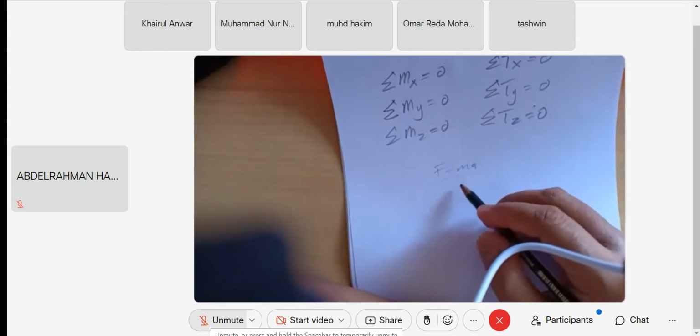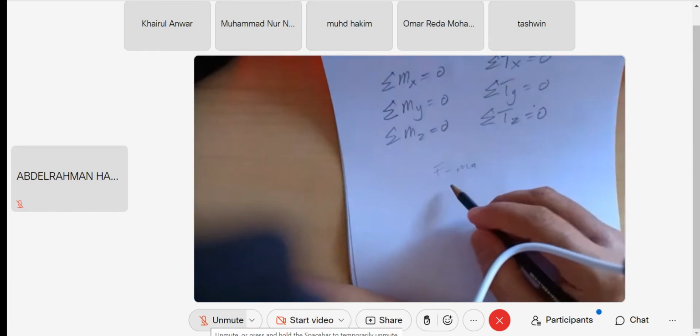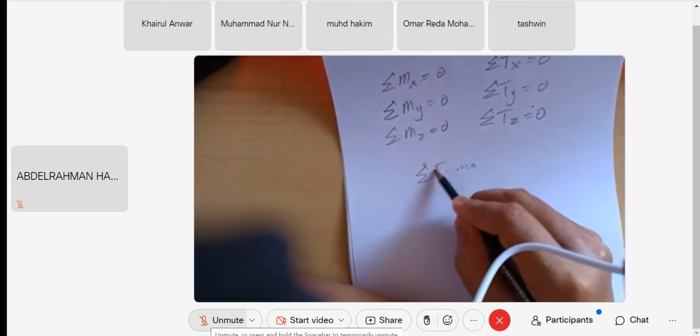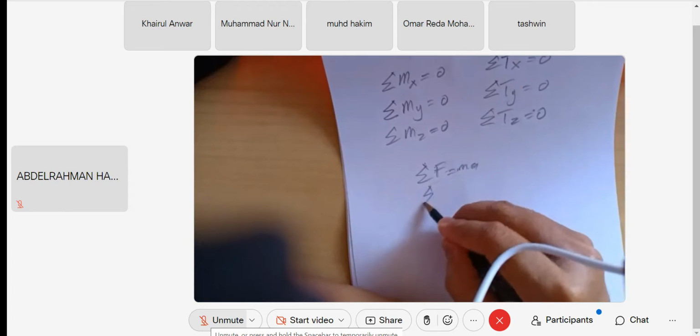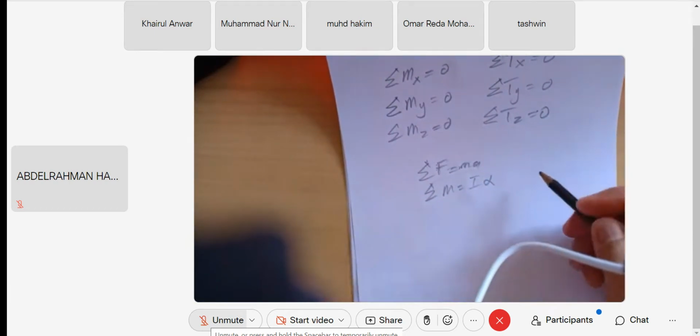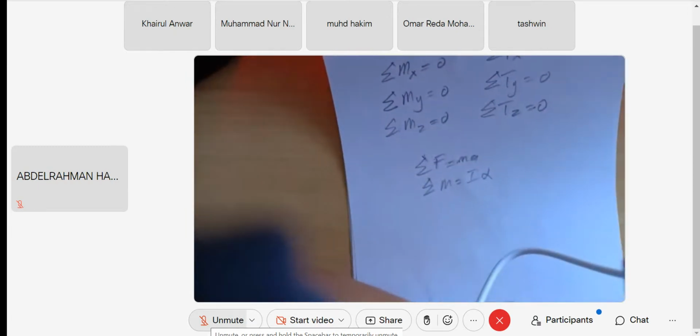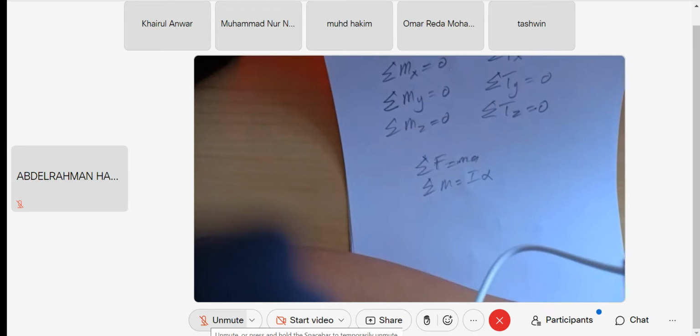From the notes, the summation of force equals MA, Newton's second law. In dynamics, the summation of force equals mass times acceleration, and the summation of moment equals I times angular acceleration. This one is more dynamic analysis, for an accelerating body.